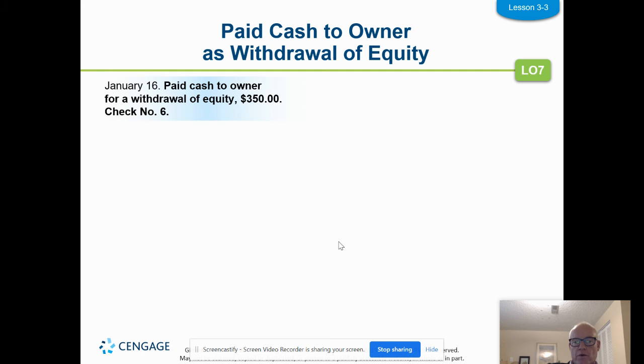Paid cash to owner for withdrawal of equity, $350. Again, the owner's paying himself. He earned some money. We're debiting Michael Delgado drawing for $350. We are increasing a drawing account, which has the effect of decreasing equity. The individual account itself, its increase side is the plus side. Maybe even think of it as an exception to that.